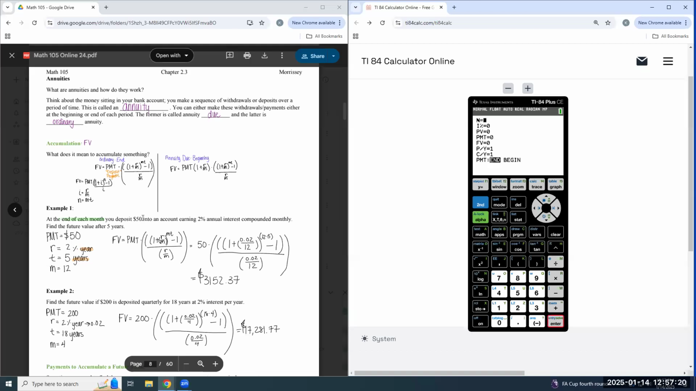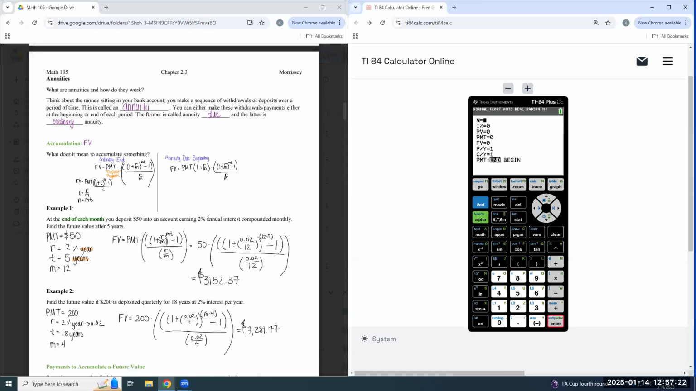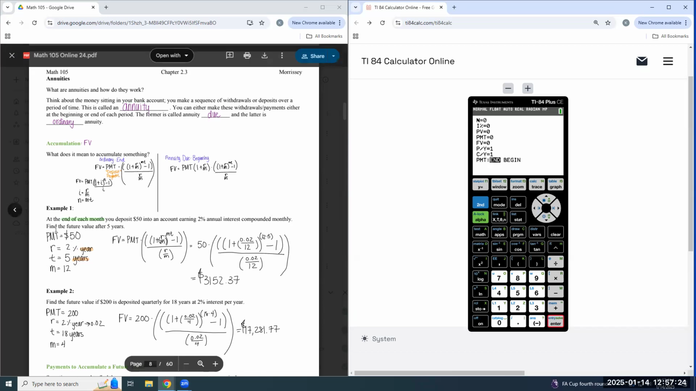It says you deposit $50 into an account earning 2% annual interest compounded monthly. Find the future value after 5 years. So they're telling us that we need to find future value given that we are depositing $50 for each month over the 5-year period. So N is the multiplication between your years, 5 years, and your 12 compounding periods, so we can do 5 times 12. Your I is your interest rate, and we're just going to hit 2, and that's percent, so 2%.